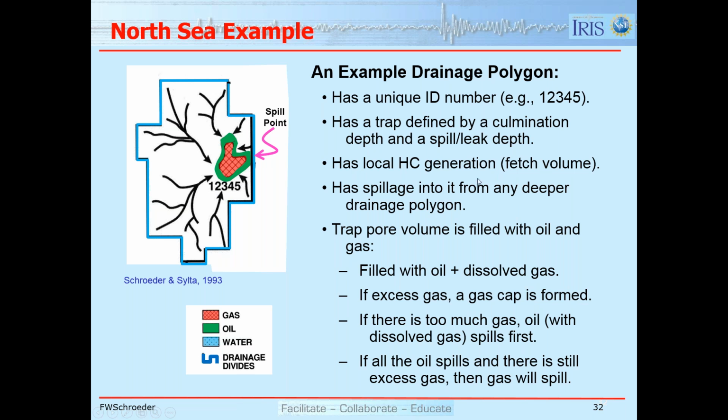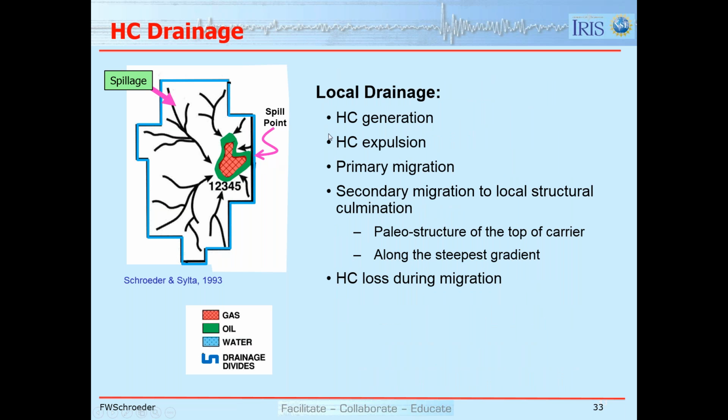We calculate how much hydrocarbon is generated locally. We consider if there's been spillage into it from a deeper polygon. And then we start to worry about how this particular trap is filled in terms of free gas or oil with dissolved gas. And if the trap is filled to spill or leak point, where was that extra hydrocarbon spilling or leaking to? So we have local drainage: how much hydrocarbon is generated within the local fetch area, and how much of that was expelled.